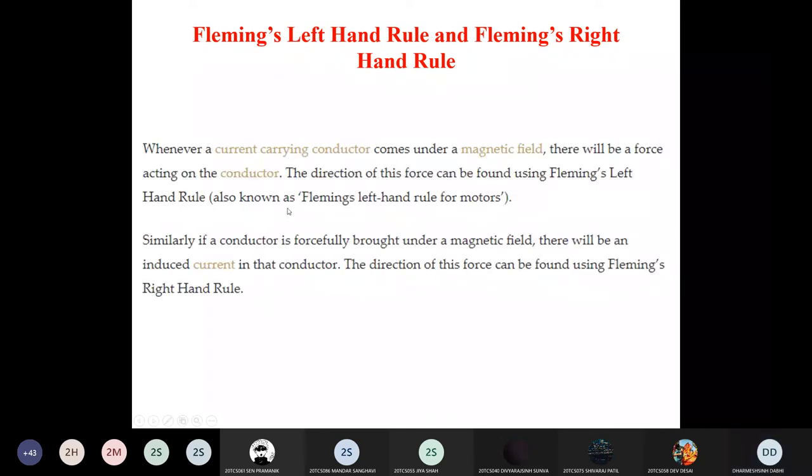So according to this Fleming left hand rule, when the current carrying conductor comes under the magnetic field, there will be a force acting on the conductor, and the direction of this force can be found out using this left hand rule. This is known as the Fleming left hand rule for the motors, because in the motor this law is applicable. Similarly, if a conductor is forcefully brought under the magnetic field, there will be an induced current in that conductor, and the direction of the current can be found using the right hand rule.